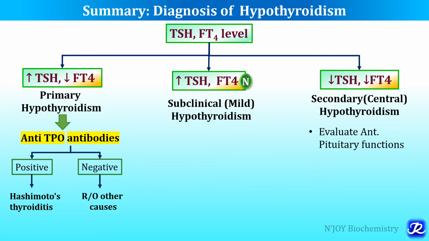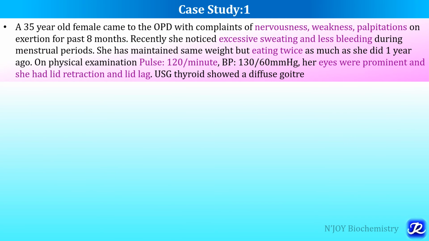Now coming to the clinical case discussion part of this presentation. So this is the case study 1. A 35-year-old female came to the OPD with complaints of nervousness, weakness, palpitation on exertion for past 8 months. Recently, she noticed excessive sweating and less bleeding during menstrual periods. She has maintained same weight but eating twice as much as she did 1 year ago.